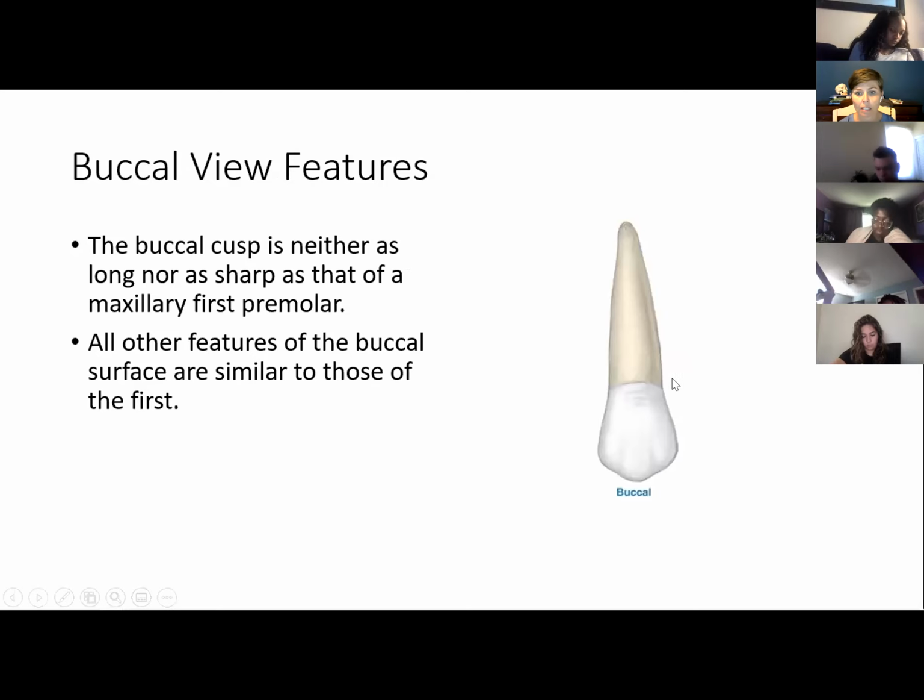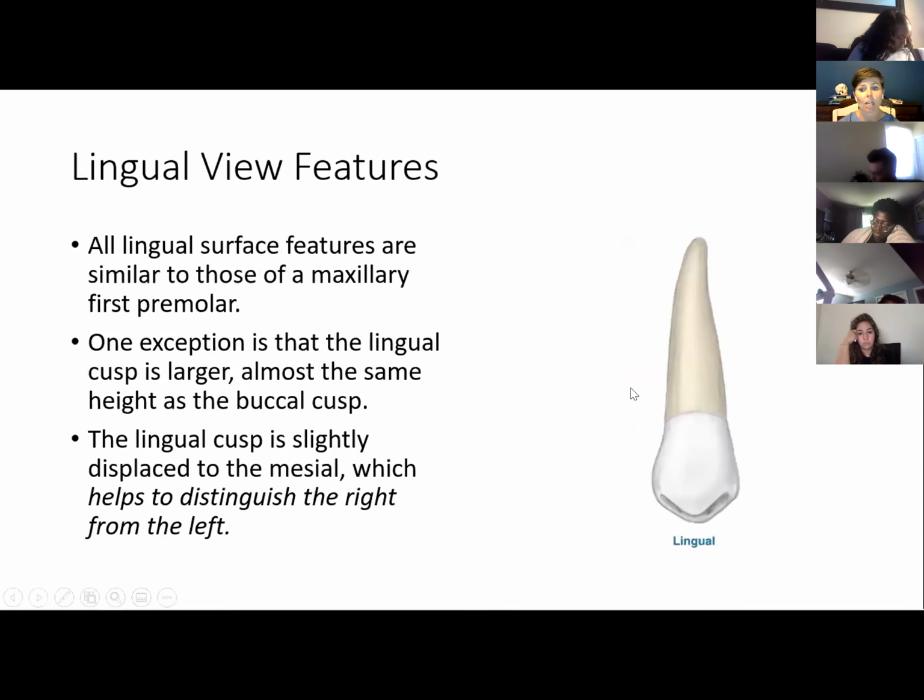Looking back at this, here are your little pericymata. Remember, we can get those on our premolars and our cuspids. You can see again that we are narrow up at the CEJ and wider at our contact areas, and that this line is pretty straight from the buccal aspect of it. Looking at the lingual, all lingual surface features are very similar to the maxillary first premolar.